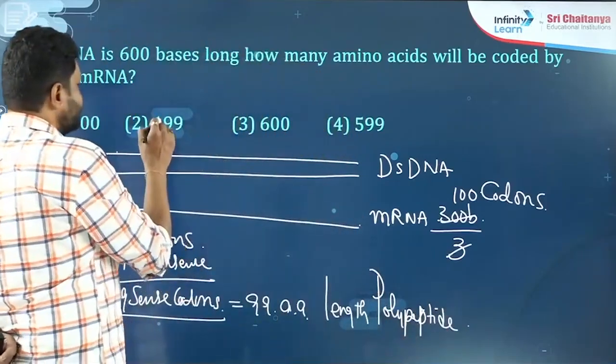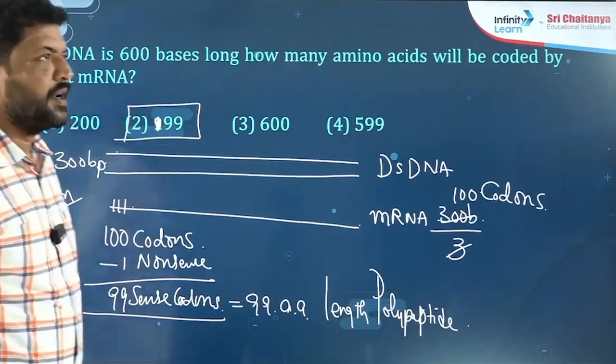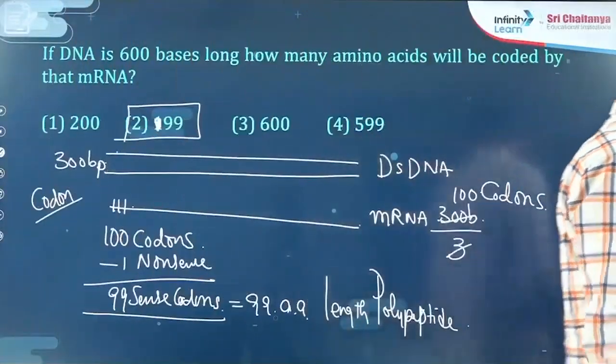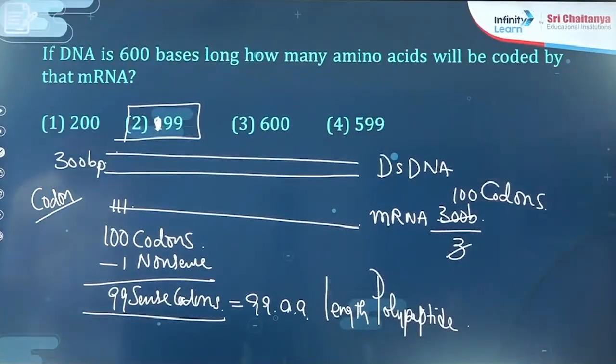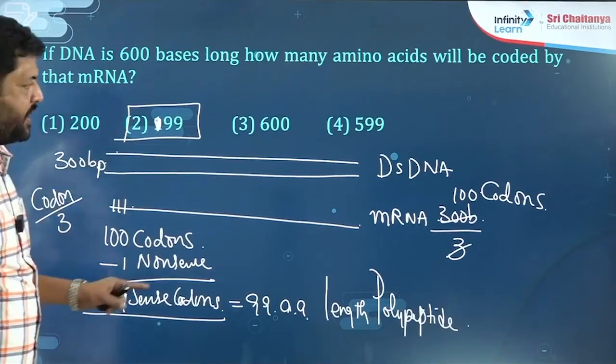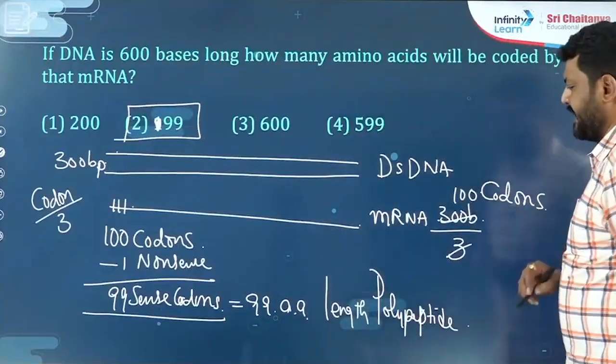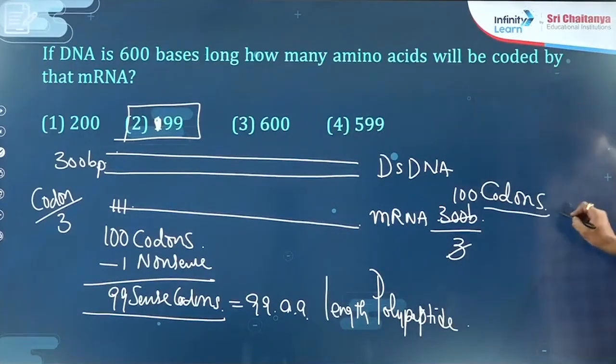Here the answers given are different, but the correct answer is 99. Because one codon is made up of 3 bases. The mRNA is 300 bases. 300 divided by 3 is equal to 100. 100 codons will be made.